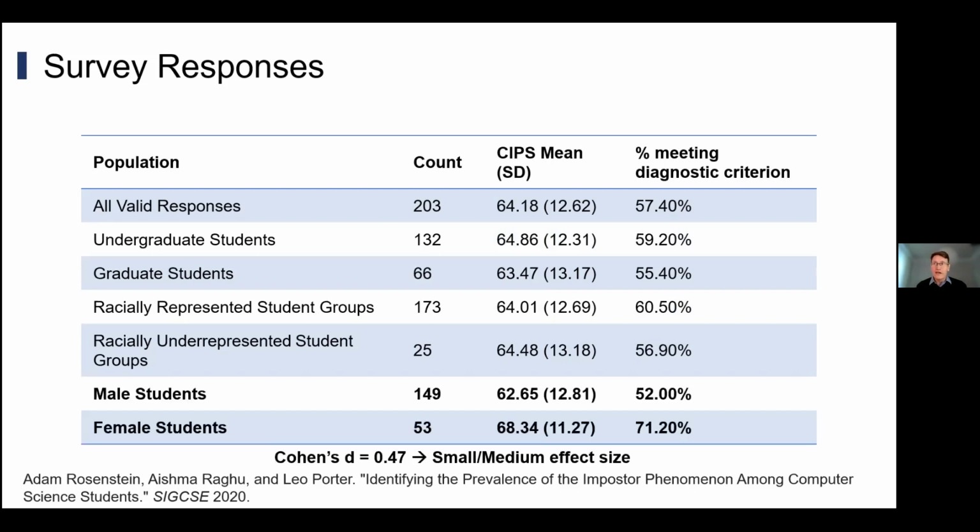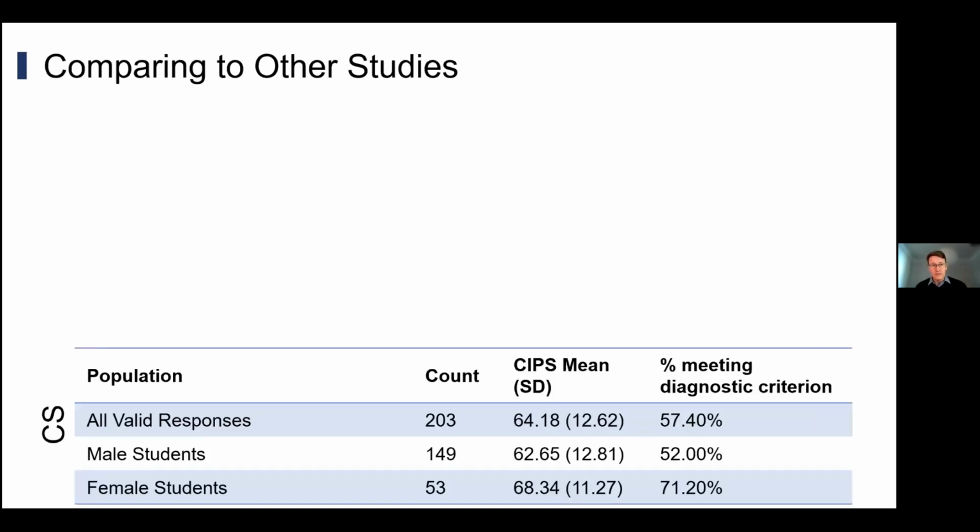But the interesting finding is the difference based on gender. So although 52% of the men suffer from imposter phenomenon, 71% of women suffered from it. For those of you who are curious, this is statistically significant. Effect size based on Cohen's d is small to medium. So first off, that's quite concerning. Let me go back to the overall findings, then we can discuss both.